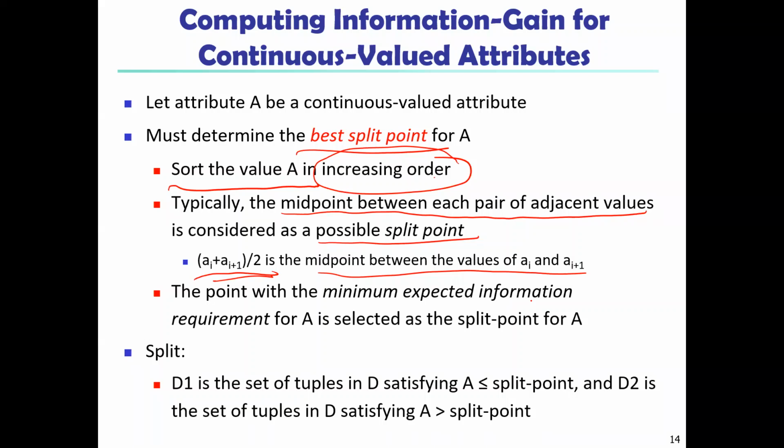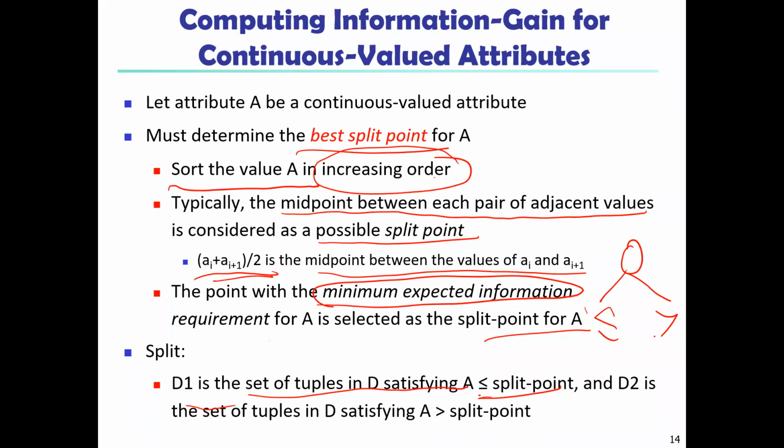The point with the minimum expected information requirement for attribute A is selected as the split point for A. Minimum expected information, not maximum. For information gain with discrete values, we selected maximum, but for continuous values, we need to find minimum expected information. So how to do the split? D1 is the set of tuples in D satisfying A less than or equal to the split point, and D2 is the set of tuples in D satisfying A greater than the split point. So we are selecting a split point, and we need to split in this way, less than or equal to and greater than.